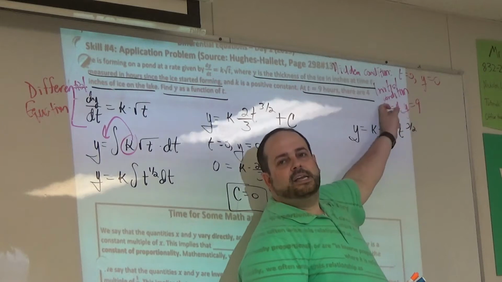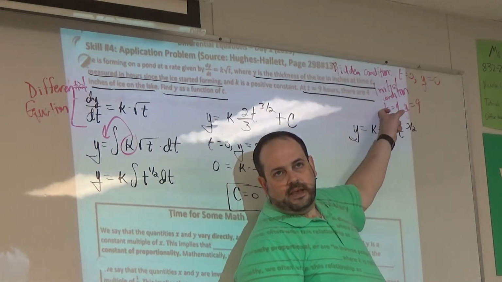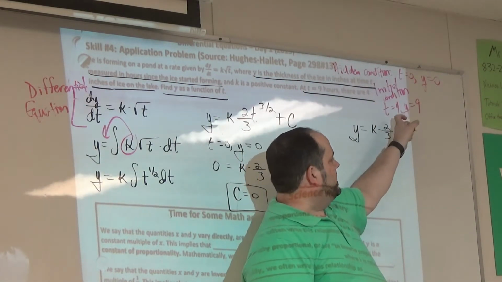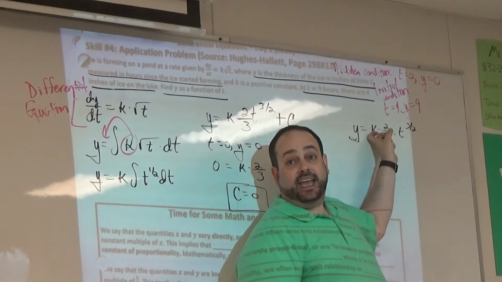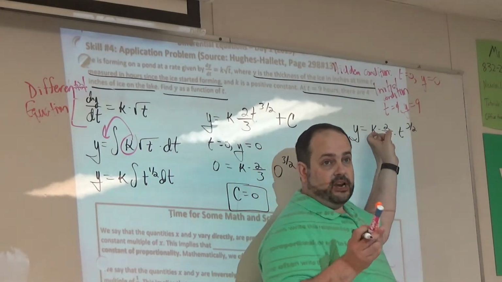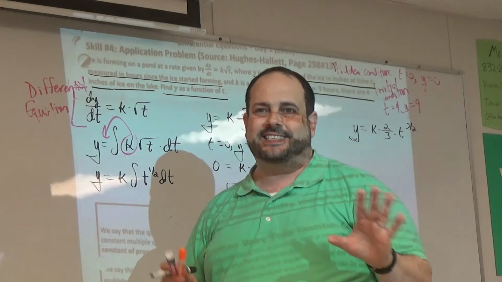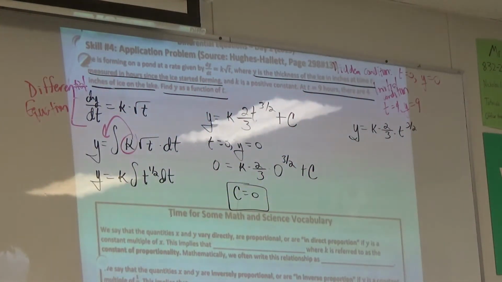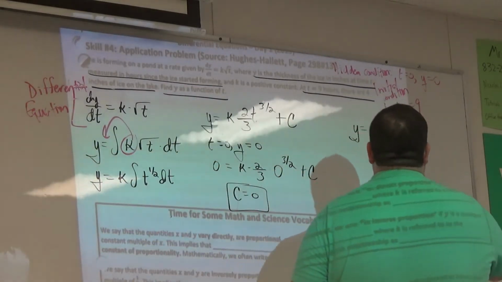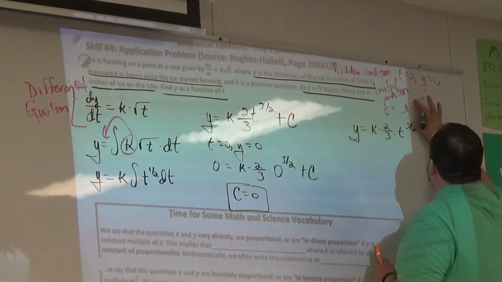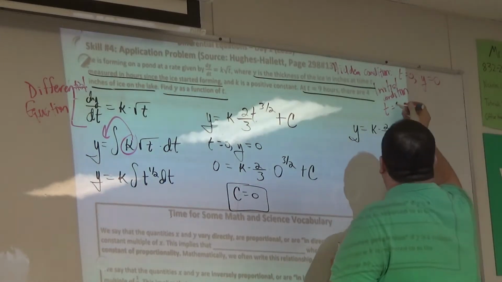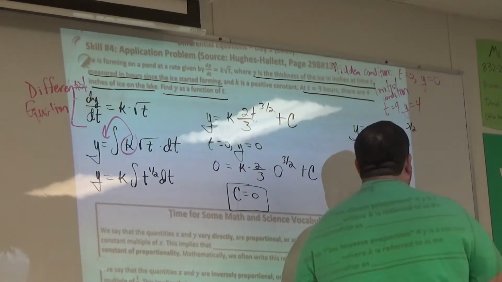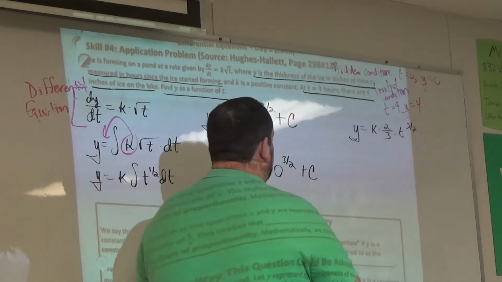Now, go use the other condition. And if all goes well, you should be able to pretty quickly tell me what the value of k is. Finish that off, and if anybody's got any questions, now would be a great time. T should be equal to 9. Thank you for that. Strike 2 in one class period.